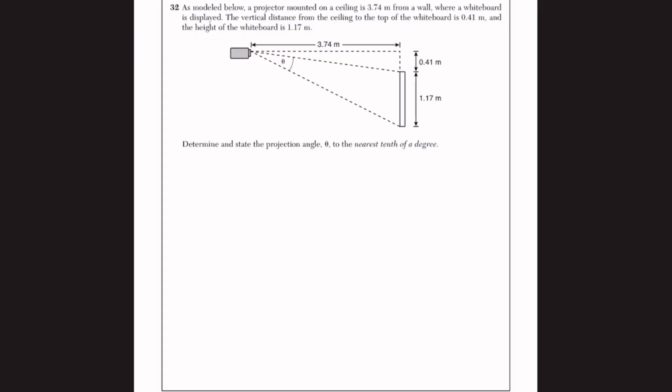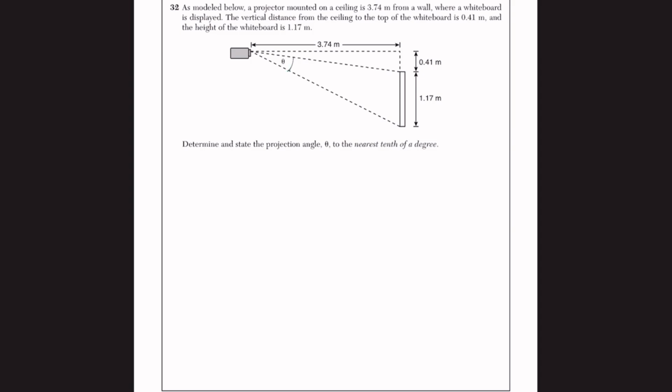Question 32. As modeled below, a projector mounted on a ceiling is 3.74 meters from a wall where a whiteboard is displayed. The vertical distance from the ceiling to the top of the whiteboard is 0.41 meters, and the height of the whiteboard is 1.17 meters. Determine and state the projection angle theta to the nearest tenth of a degree.